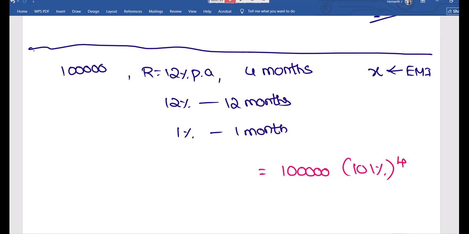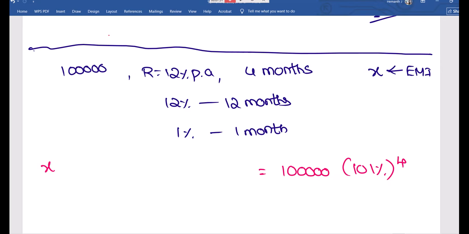1 lakh into 101% whole power 4 they will generate from you. Now this should be distributed in EMI basis. First month you are paying EMI. After the first month, not initially. In the above question, you paid on day 0, on day one itself. But EMI means after a month. Initially you have not paid anything. First month you paid X rupees.